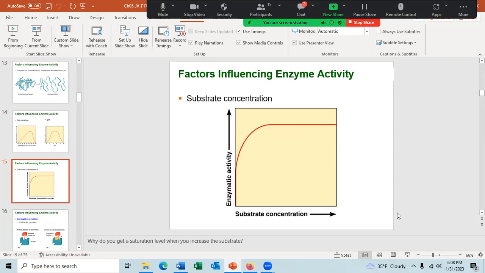All right. Another factor that can influence the enzyme activity is the substrate concentration. If you increase the substrate concentration, you will increase the enzymatic activity until a certain point, meaning as you increase the substrate concentration, you increase the enzyme activity very greatly, but then it starts to slow. And then when we get to here, increasing the substrate concentration will not increase the enzymatic activity at all.